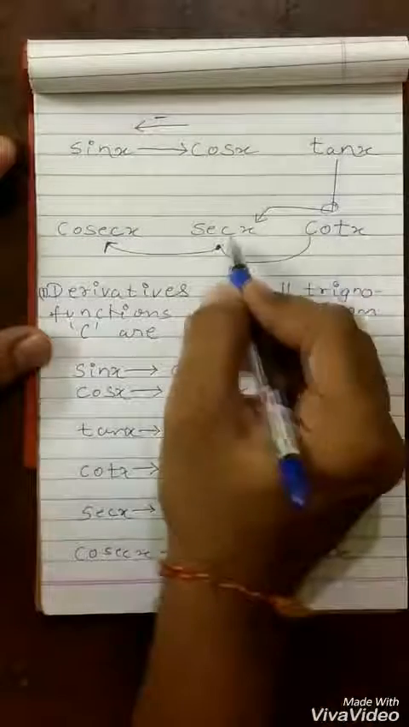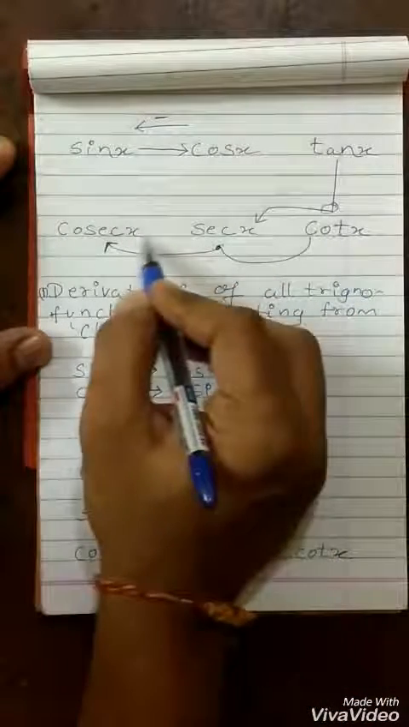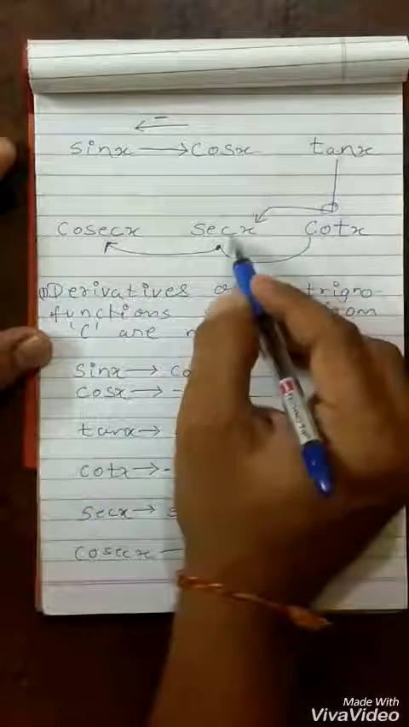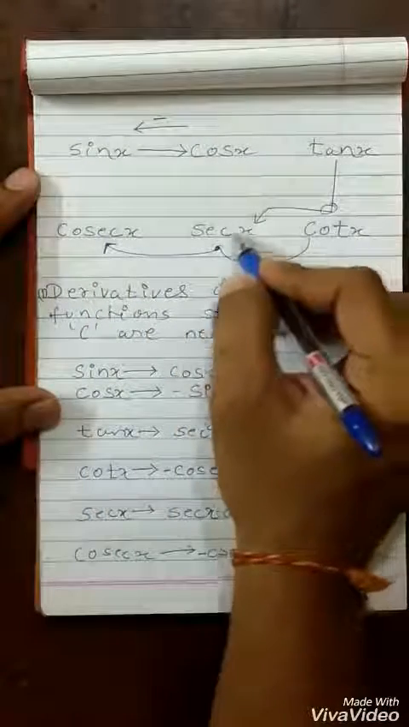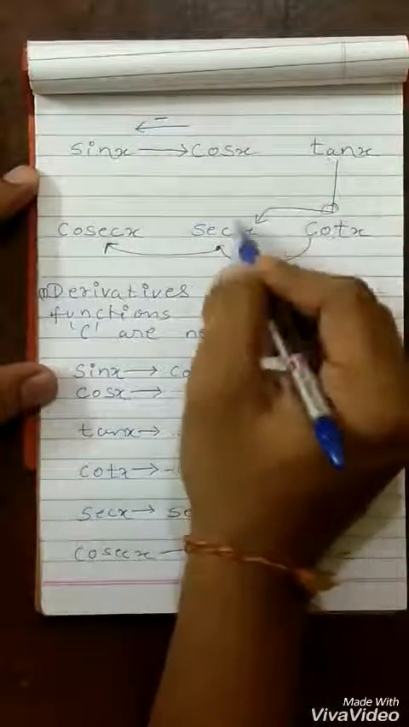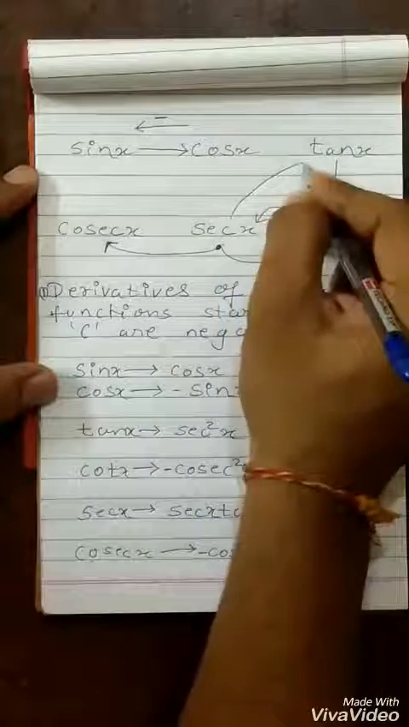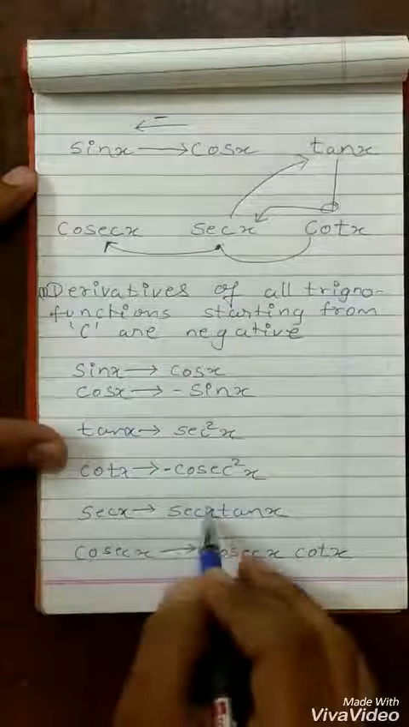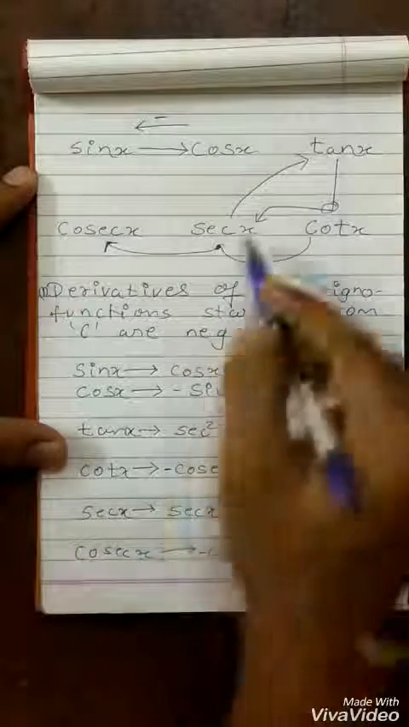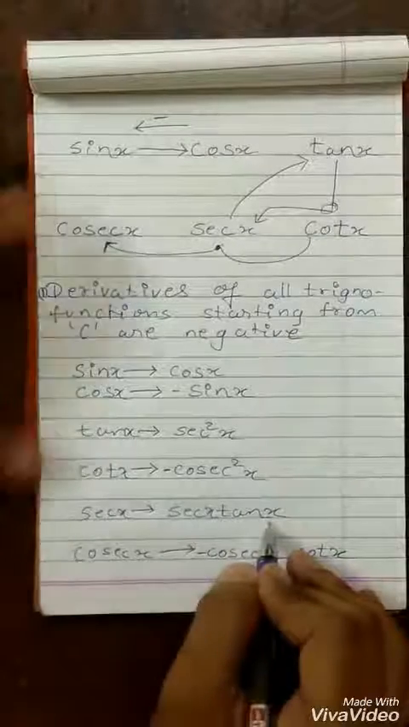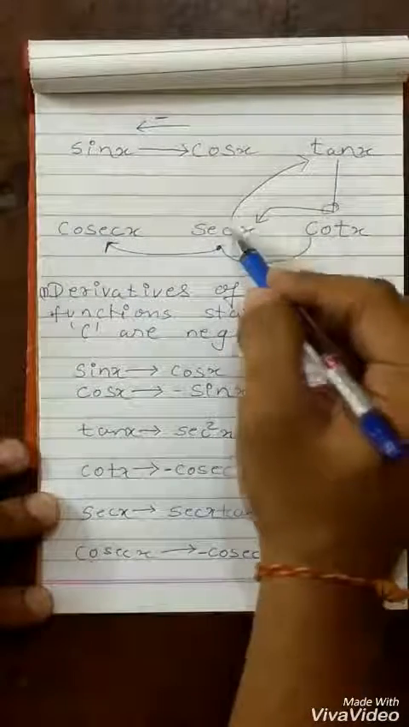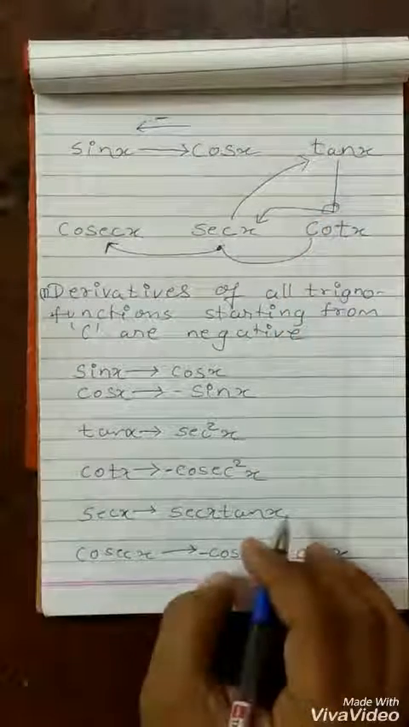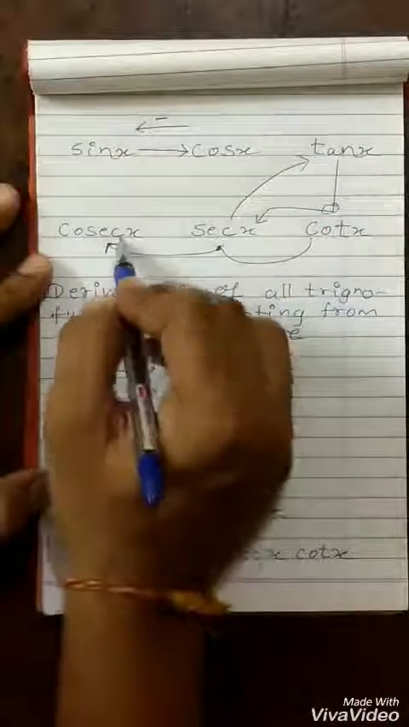So the next function now is sec x. Now sec x cannot move over here because it has already been occupied by cot x. So what sec x does is, it goes back to the tan, but including itself. So the derivative of sec x becomes sec x, that is himself, and going back to the tan x. So the derivative of sec x is sec x into tan x. Simple.